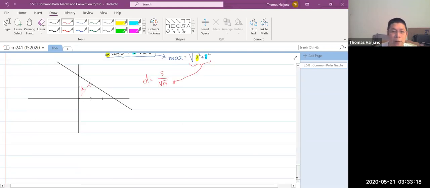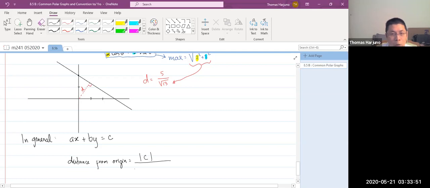Now if I make it into a general case, if I have ax plus by equals c, then the distance of this line from the origin will be the absolute value of c, just in case c is negative, over the square root of a squared plus b squared.